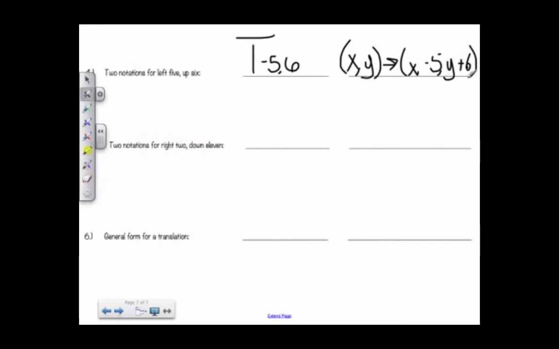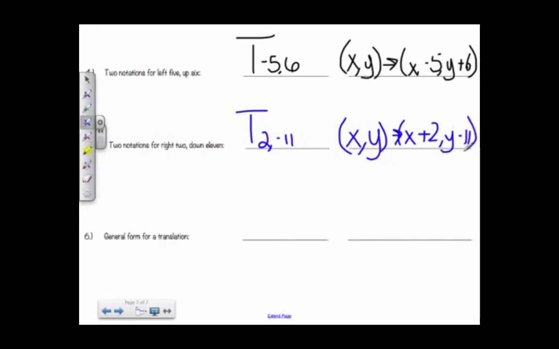Okay, press pause, try number 5, and then come back and see how you did. Okay, in number 5, the 2 notations for right 2 down 11 are going to be T, capital T, and then I'm going to write a positive 2 and a negative 11 like this. Okay, and then the other way I could do it is I could say (x, y) turns into (x plus 2, and then y minus 11). And then I would just close my parentheses and I am done with that.